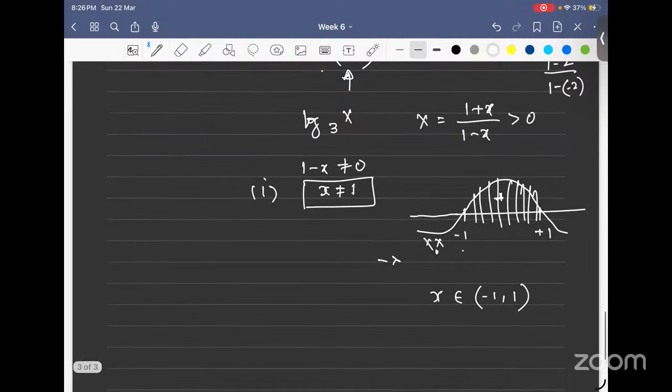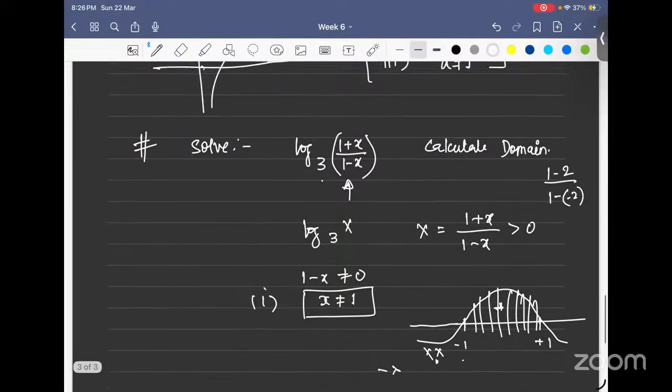Correct. And we already have considered this, right? 1 can't be there in the answer, right? So that's why. Fine. Is it fine to everyone? Yes, sir.